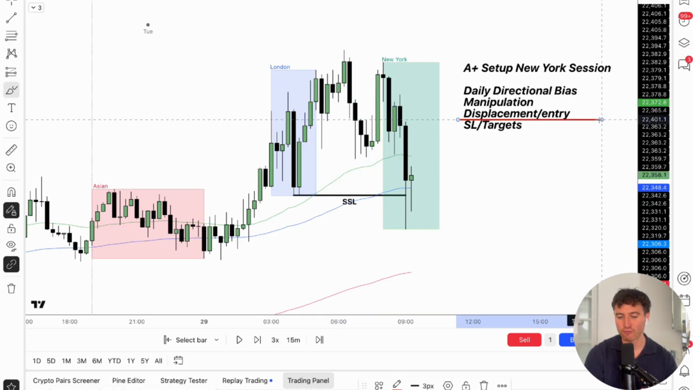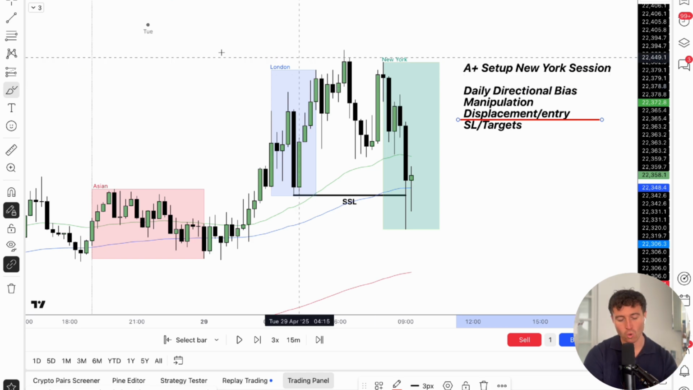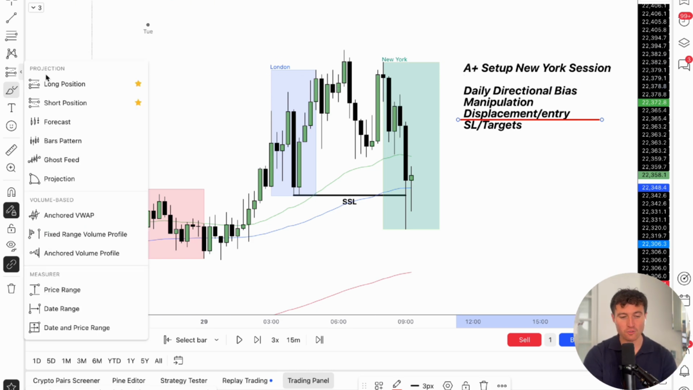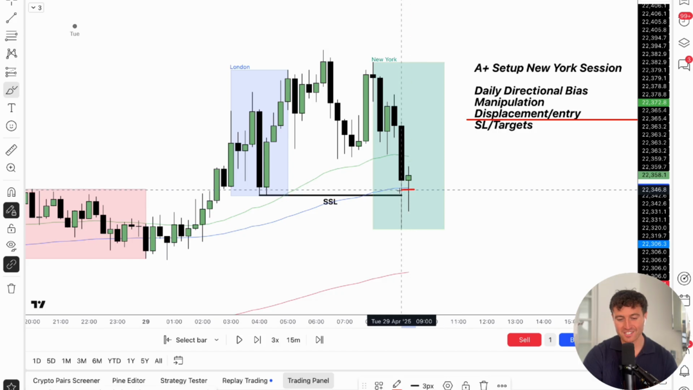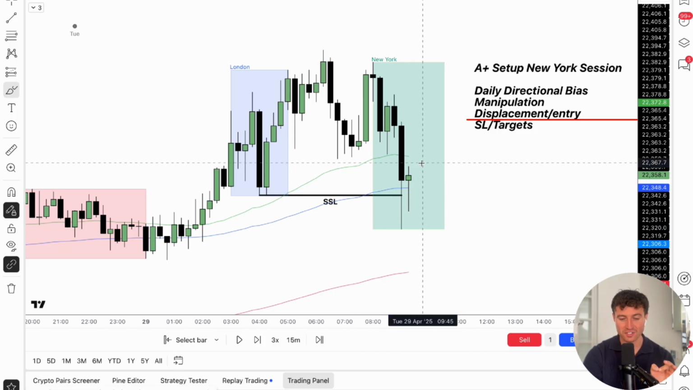Step 3 is a 15-minute displacement. All that simply means is a bullish 15-minute confirmation, and that is exactly what we get right here. And this is what we call the market showing intention. It shows us that since sweeping this sell-side liquidity, buyers are actually present in this market right now. And so this is what shifts the probabilities in your favor.